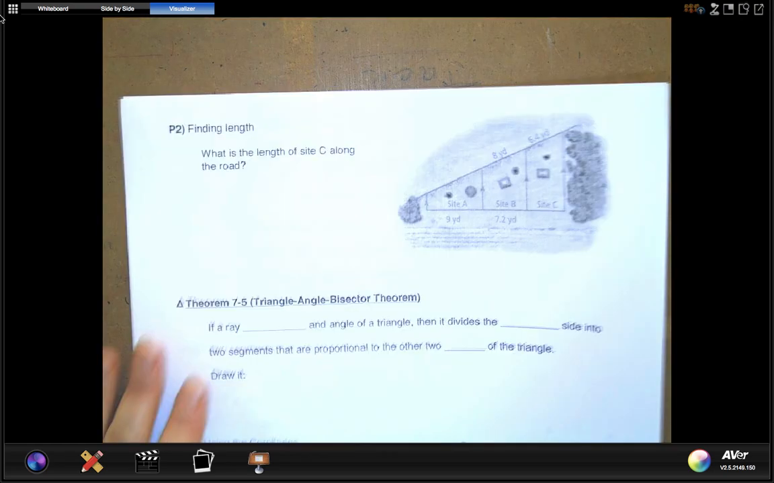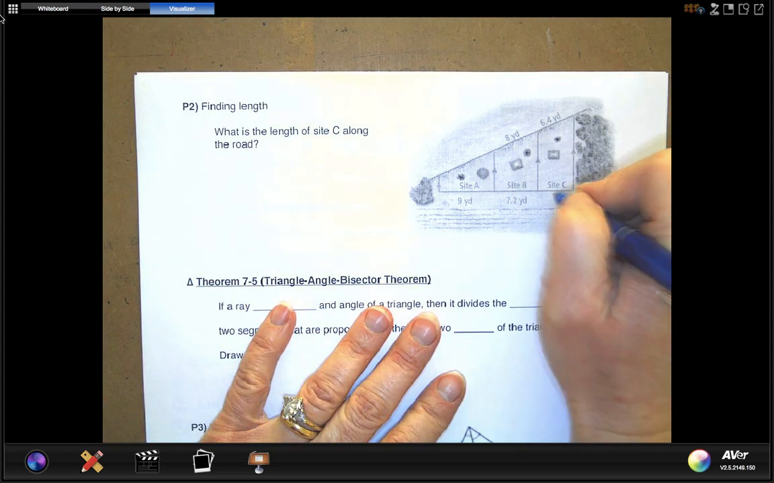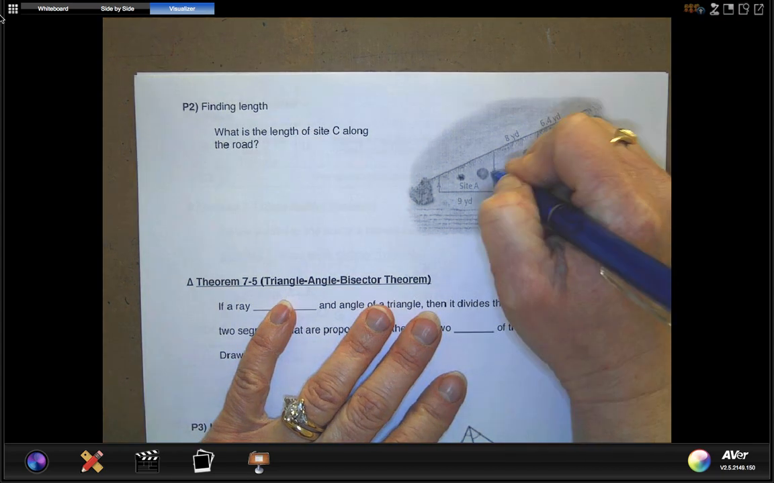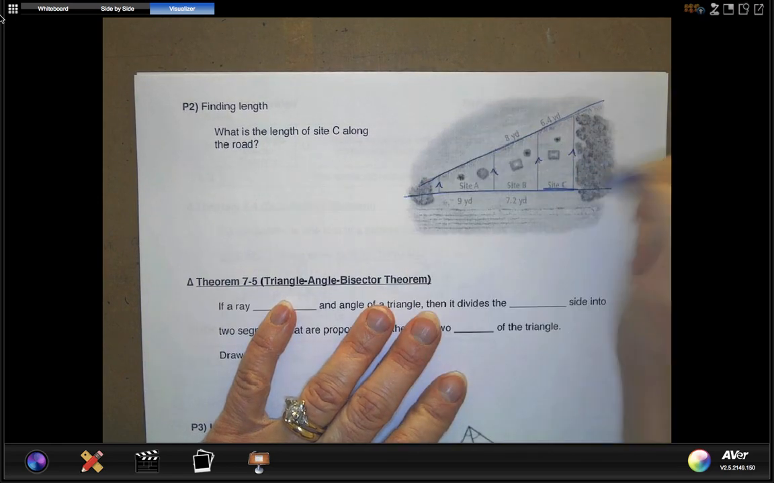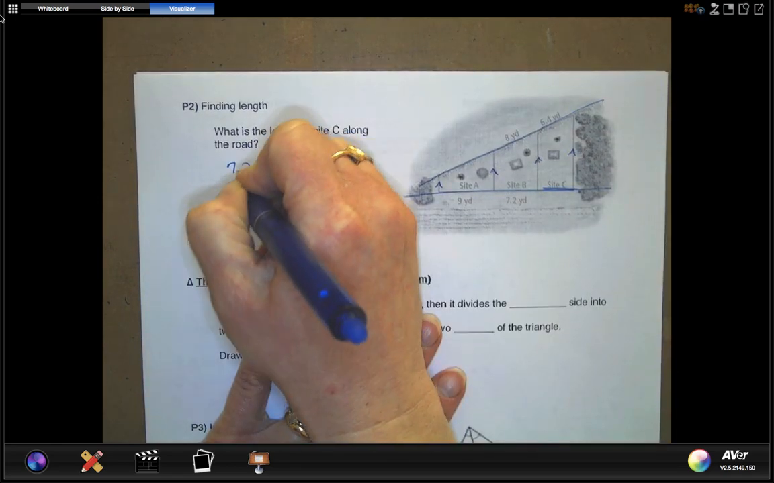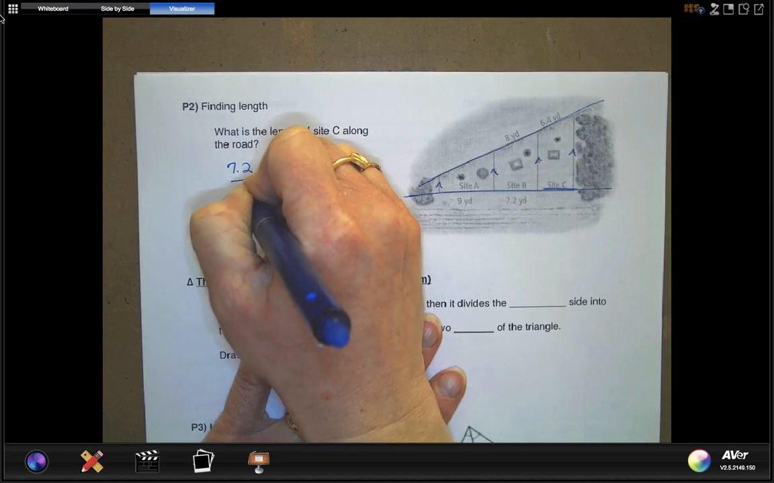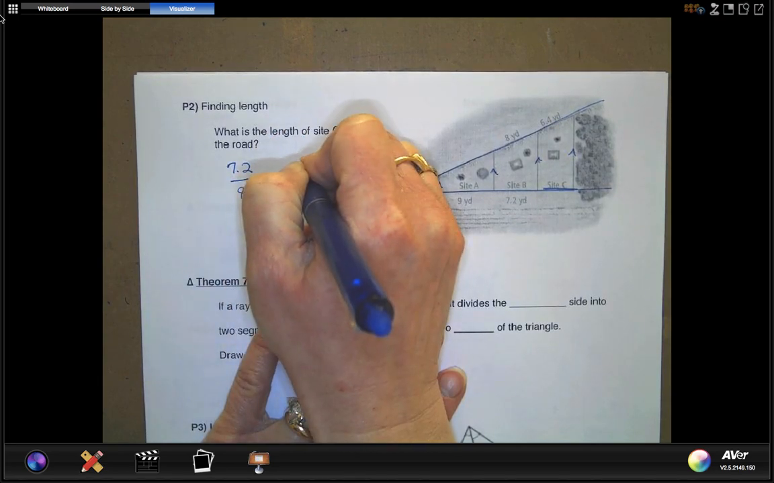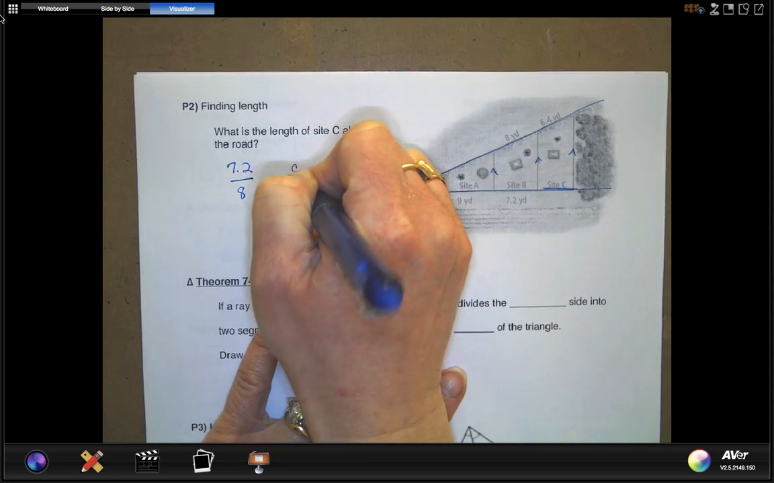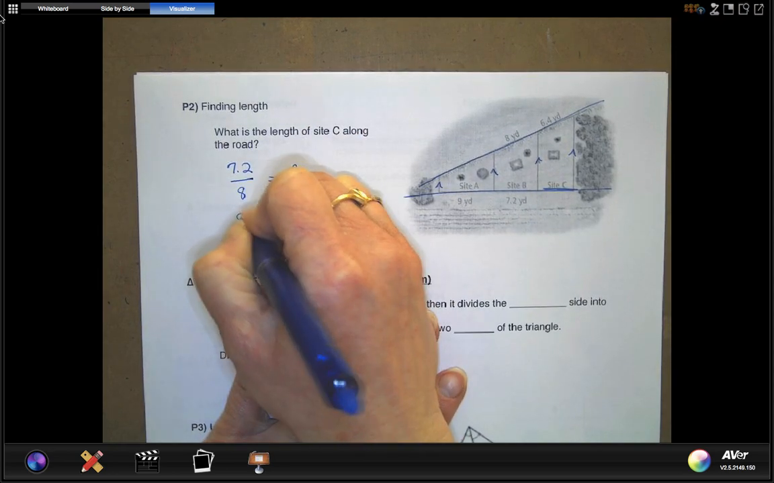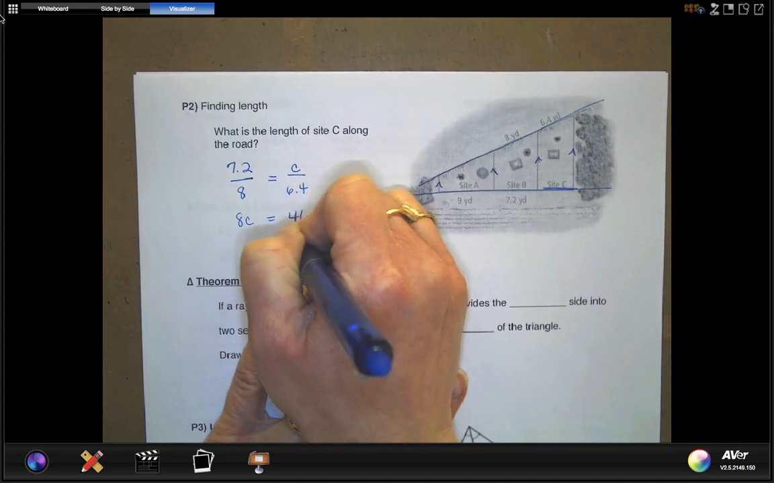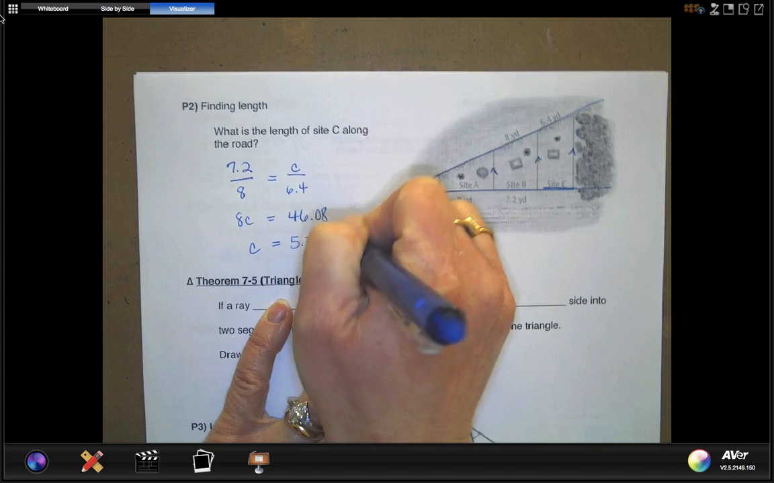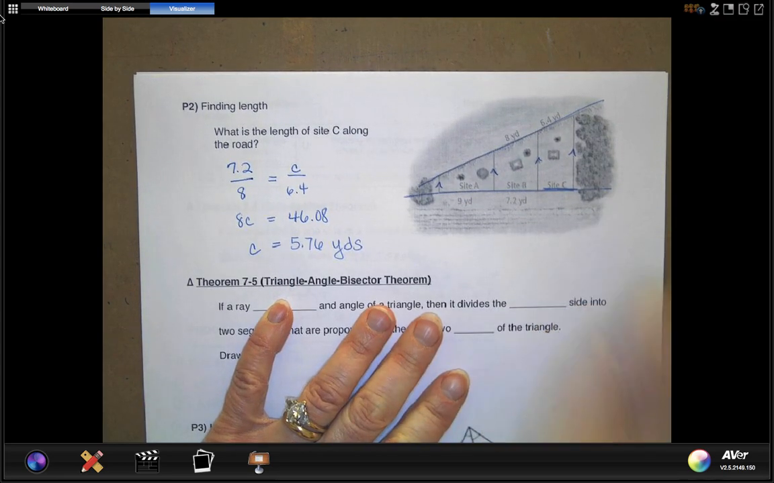So in this example right here, it says finding the length of site C along the road. So here's site C. These segments are all parallel. I've got the two transversals, so I could do 7.2 over 8 is equal to C over 6.4. Cross multiply, 8C is equal to 46.08. Divide both sides by 8. 5.76 yards. Okay?